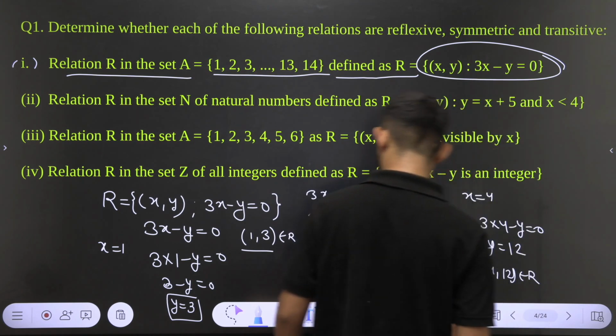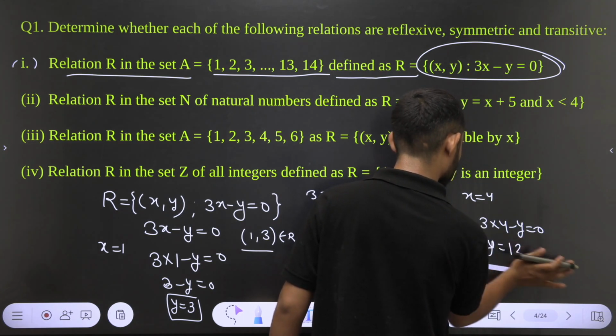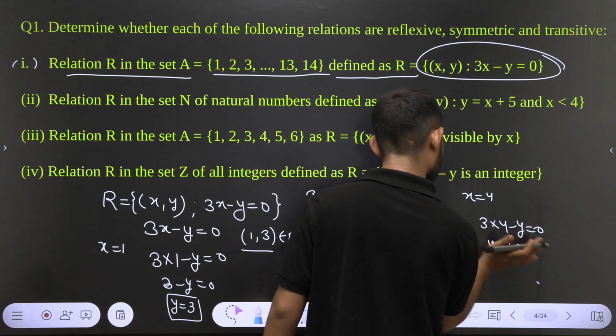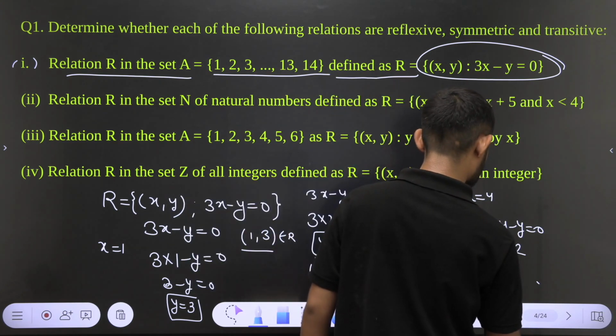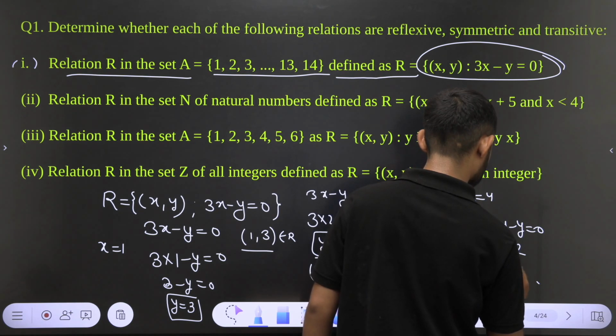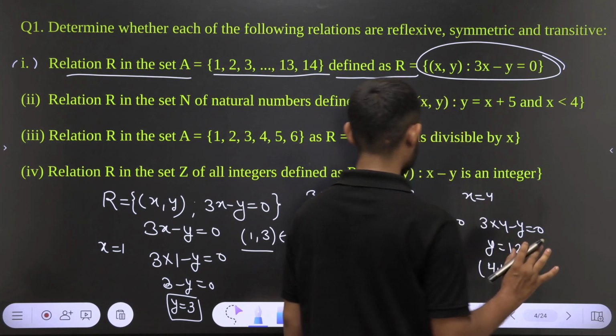Now this is the last and final relation. From here we can write (4, 12) belongs to R.